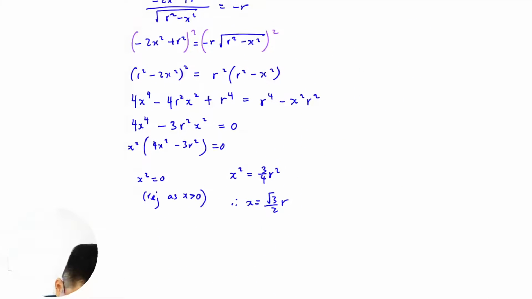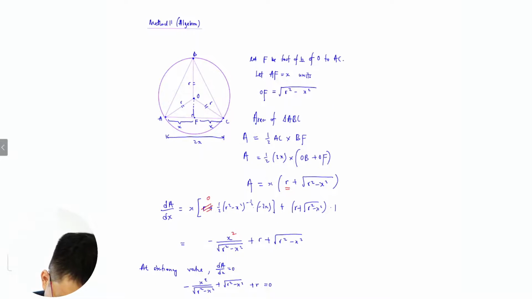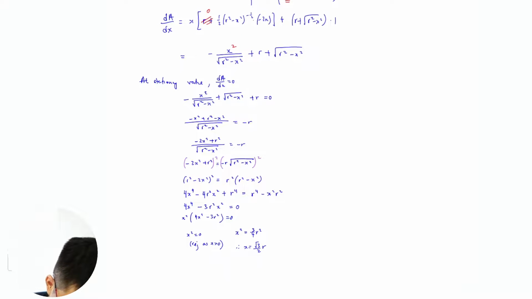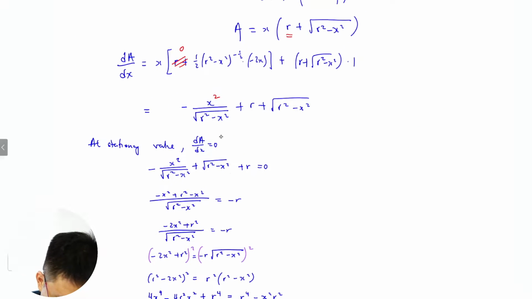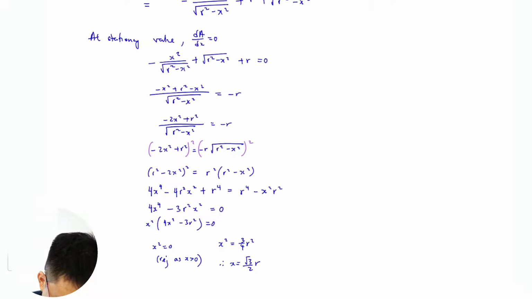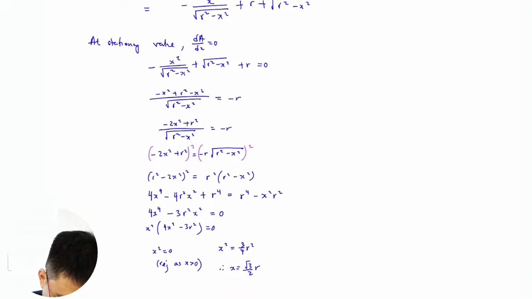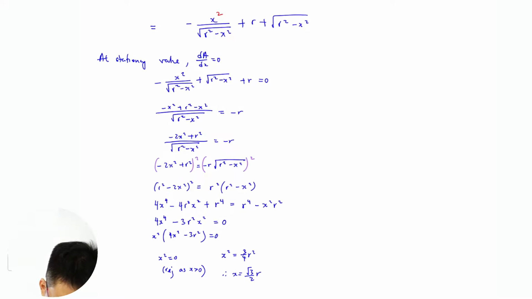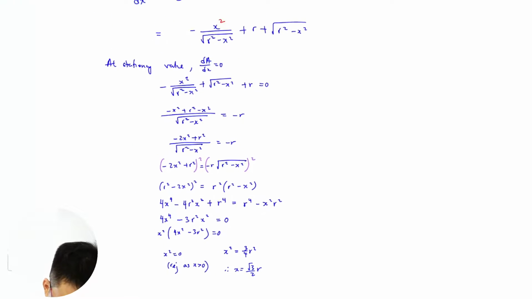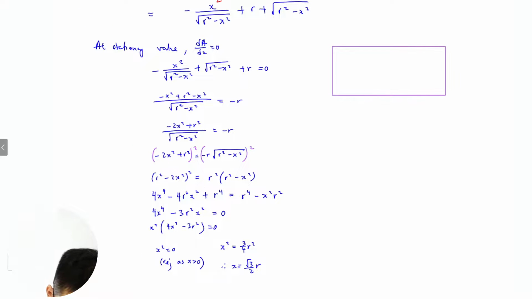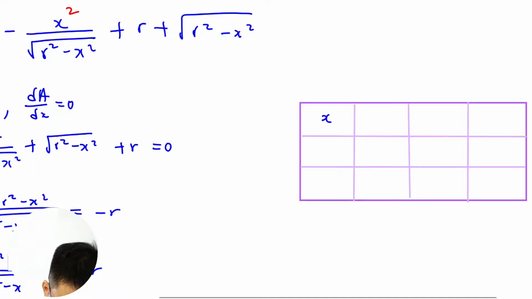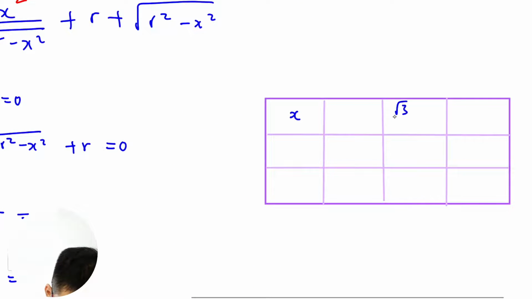Then we're going to use the area. If you want to show it is a maximum, we could actually use the second derivative test. It's going to be very annoying, so we're going to use the first derivative test. I think just use the first derivative test, it is easier for this case. So this is x, the variable, and this is root 3 over 2 r.